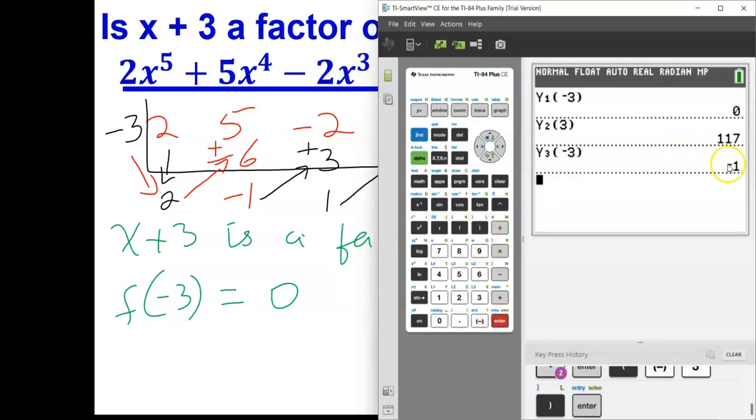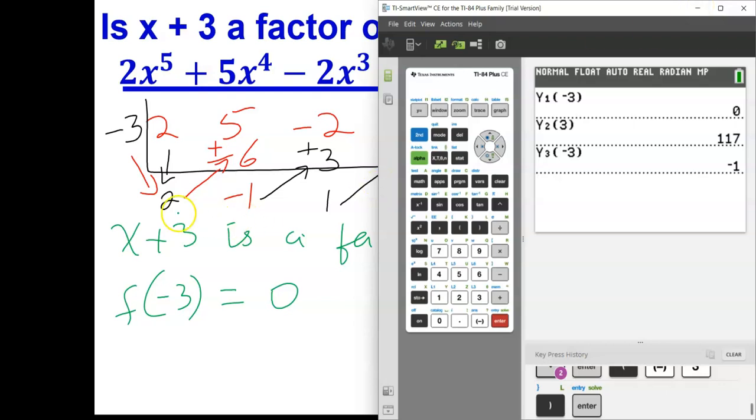I think, and the remainder is negative 1. So that checks that whatever remainder you get when you do synthetic division is f of that factor. So you can actually use this to find the zeros very fast, or the remainder very fast.